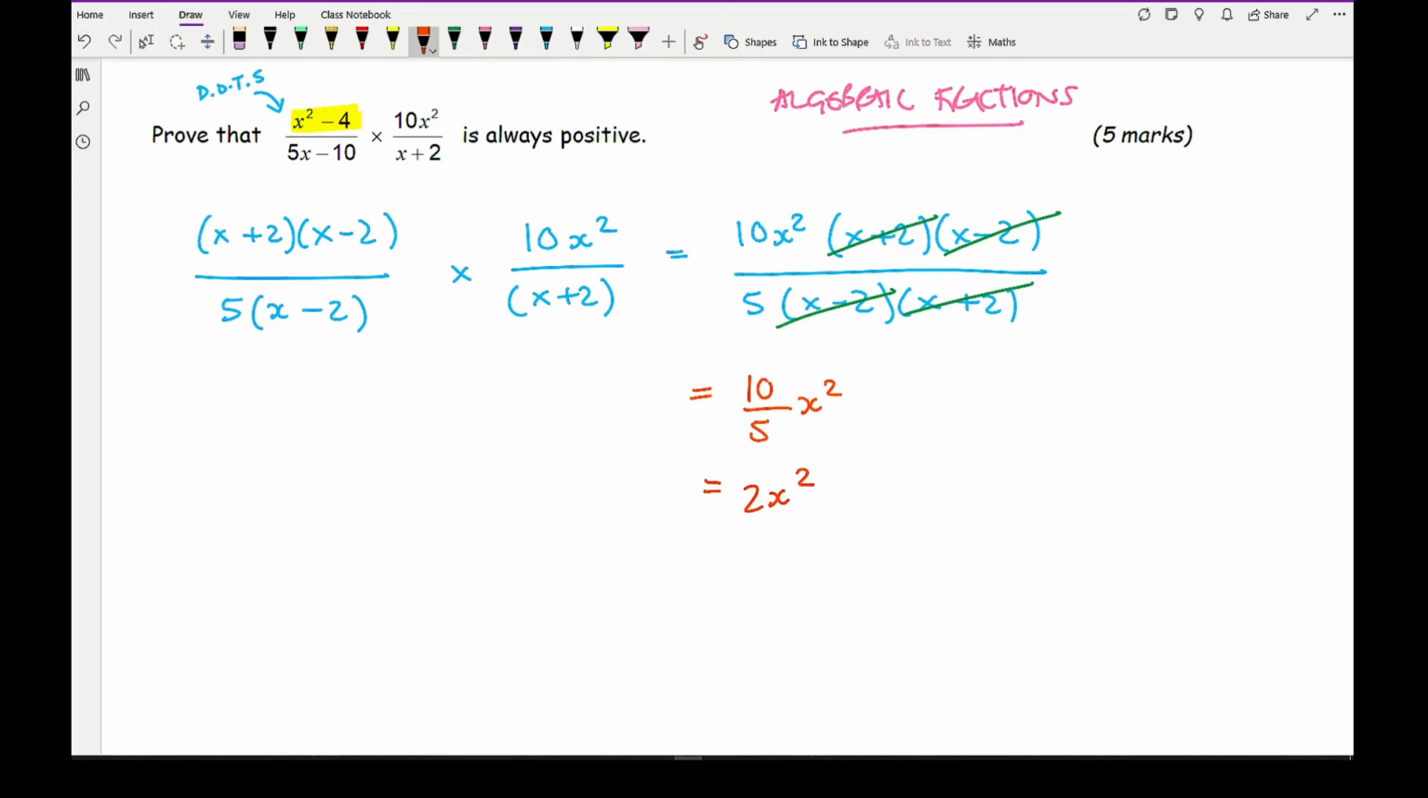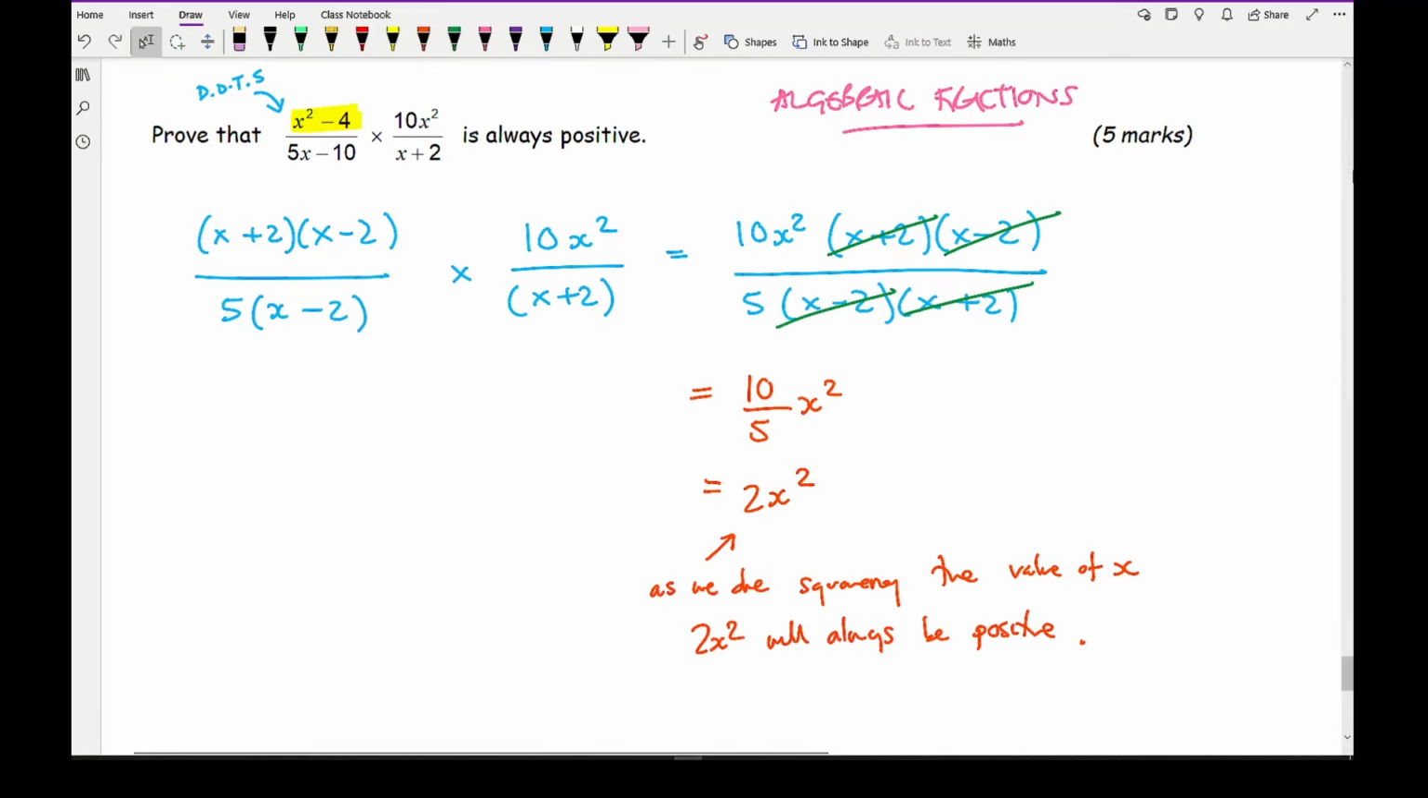Now because we are squaring and multiplying by 2, for all values, as we are squaring the value of x, then 2x squared will always be positive. And that should be enough to get you your 5 marks.